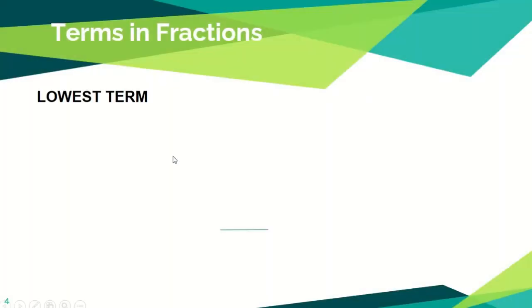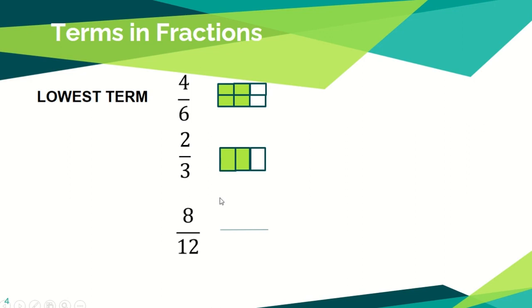Another term, we have lowest term. 4/6, 2/3. Ito yung mga picture niya. We have 8/12. If you will notice, magkakasing laki lang naman ang shade. Iba-iba lang yung pagkakahati. So, this 4/6, 2/3, and 8/12 are equal fractions. Pero yung 2/3 ang fraction in lowest term. Ito yung pinakamababa kasi yung mga number niya.